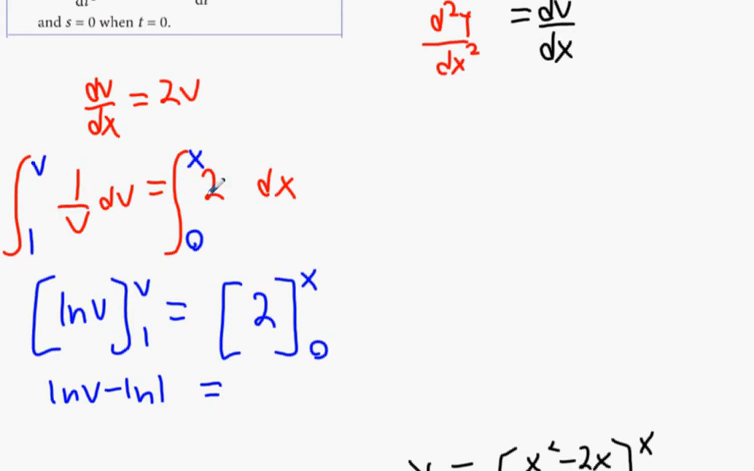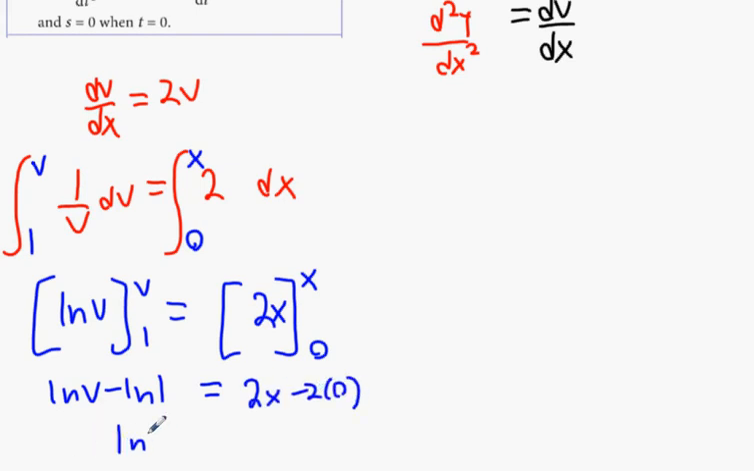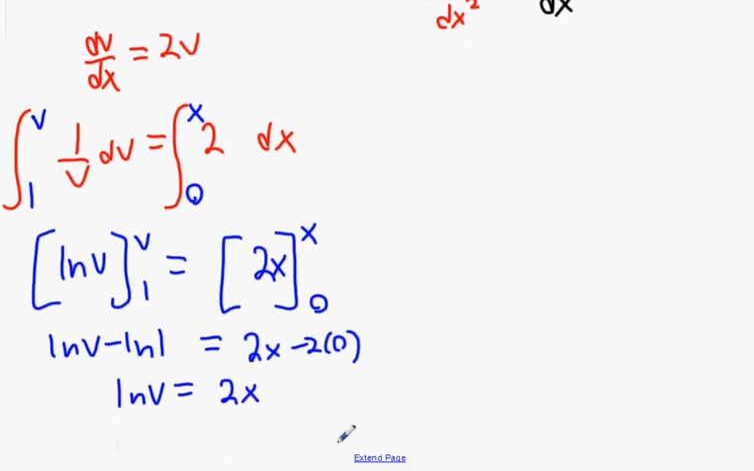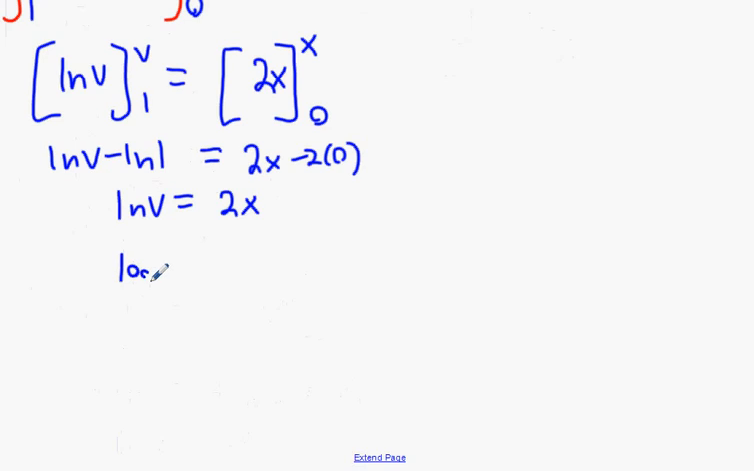I didn't integrate that properly that time, did I? It's 2x, isn't it? So when you replace, it's 2 times x minus 2 times 0. ln v therefore equals 2x. Use your log rule: log to base e of v equals 2x. Therefore v equals e to the power of 2x. Everybody cool with that?